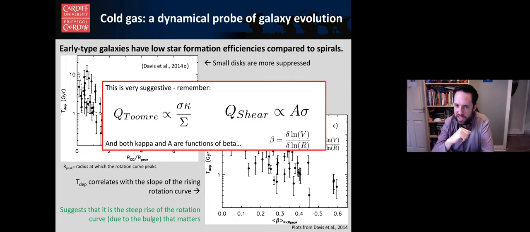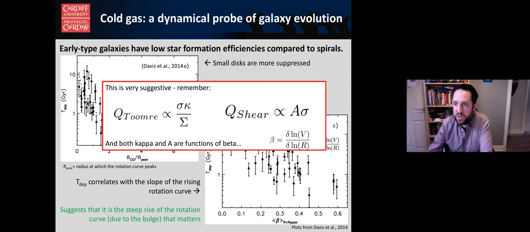which depends on this beta parameter, the derivative of the rotation curve. The stability of a gas against shearing also depends, this here is the Oort A constant and the velocity dispersion of the gas again. So this Oort A also depends on beta. So this suggests that the steepness of the rotation curve could be implicated in keeping this disk more stable and stopping it forming stars.